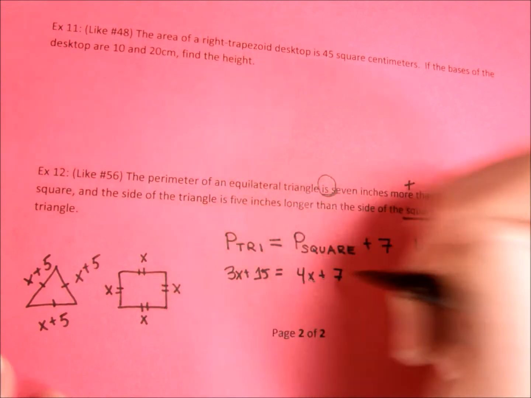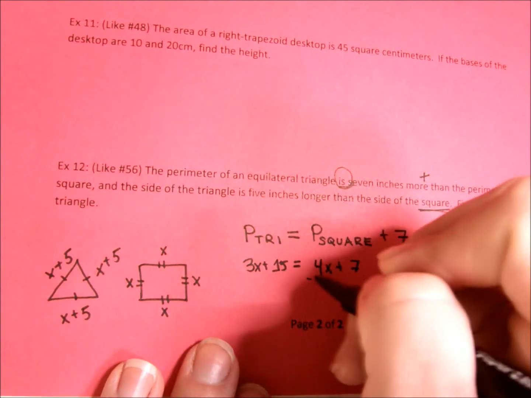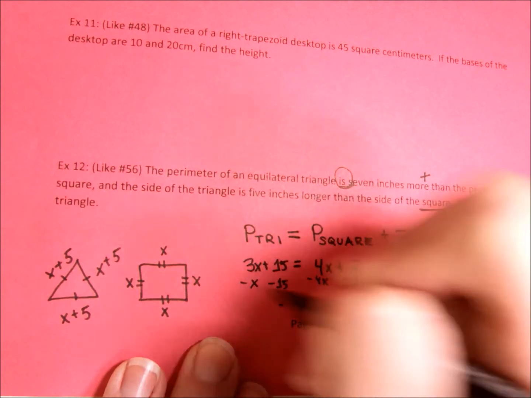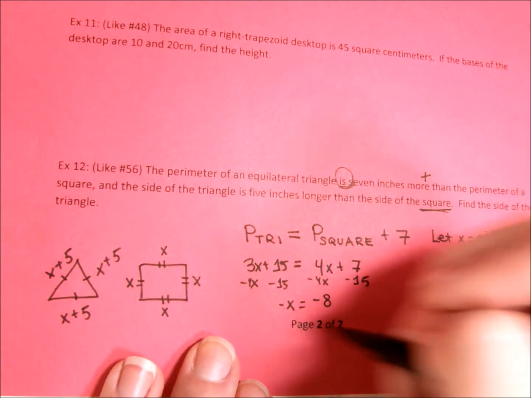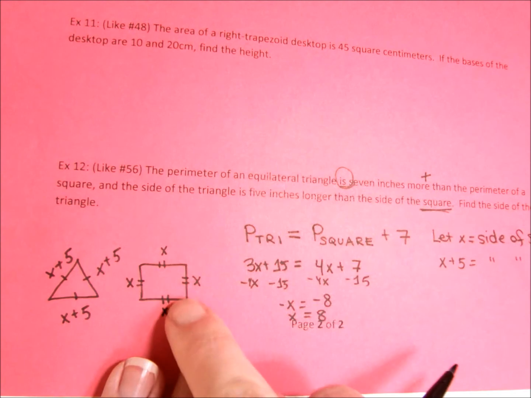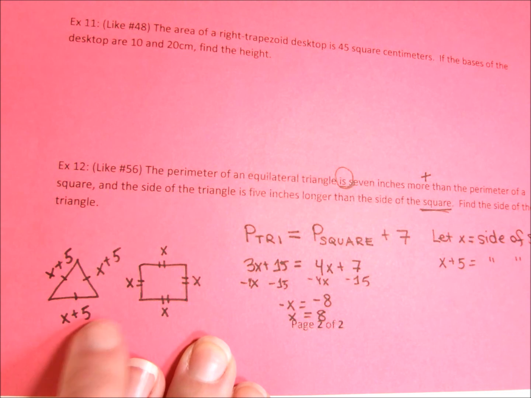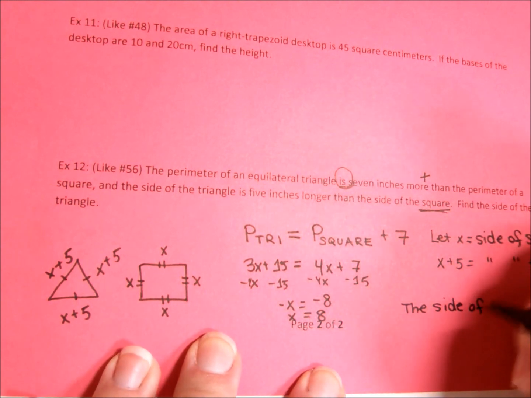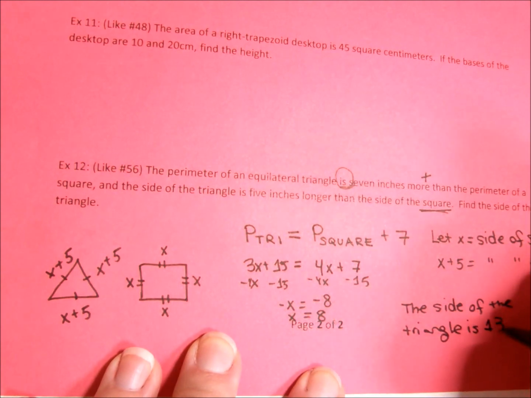All right, I'm going to combine like terms now. I'm going to subtract over 4x, get negative x, subtract over 15, get negative 8. Both negative, so I flip them to positive. So x is 8. Find the side of the triangle. That's the question. The triangle is 8 plus 5, which is 13. The side of the triangle is 13 what? Inches. Very good.